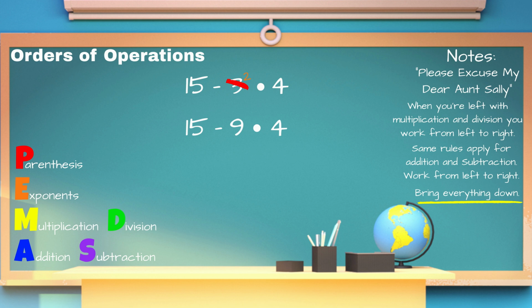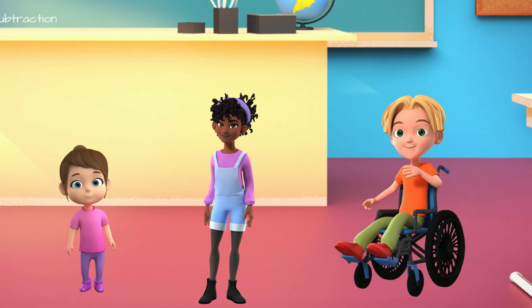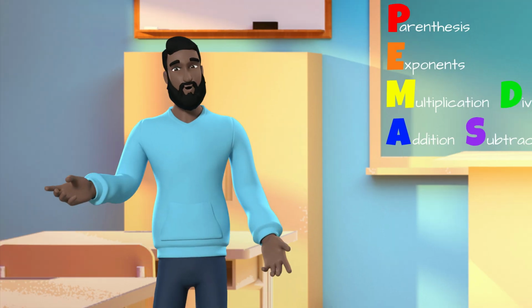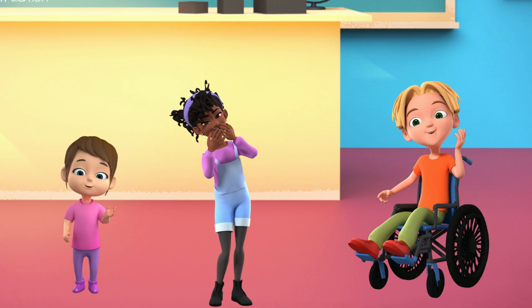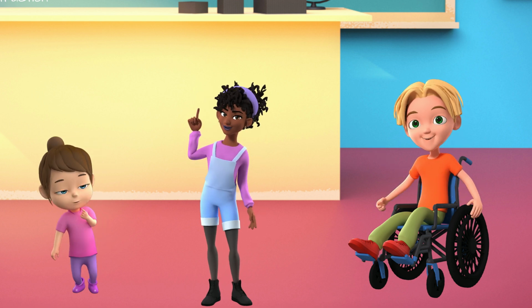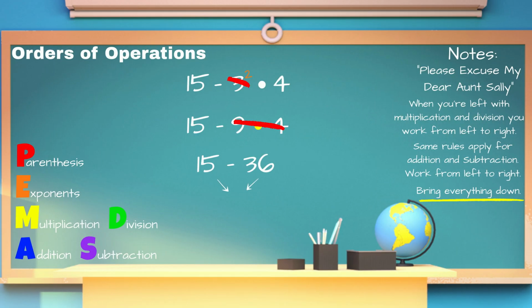What do we do? Multiplication. Yes, 9 times 4. Multiplication comes before subtraction. And what's 9 times 4? 36. Yes, next step. 15 minus 36 is... That's negative. How did you know? You're taking away a larger number. Yep, so the answer is negative 21.